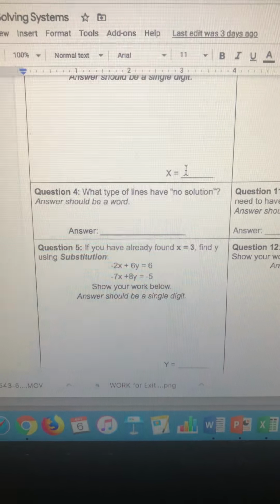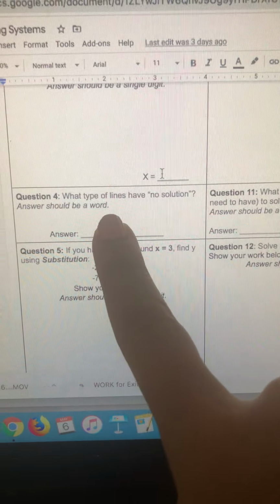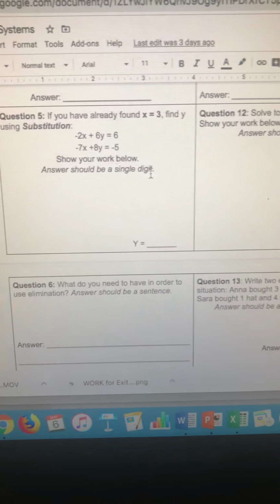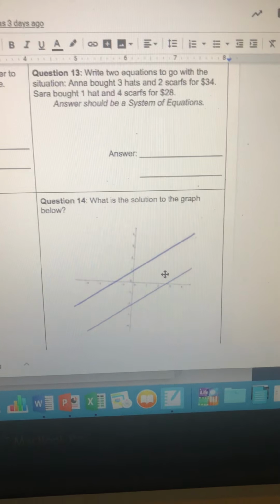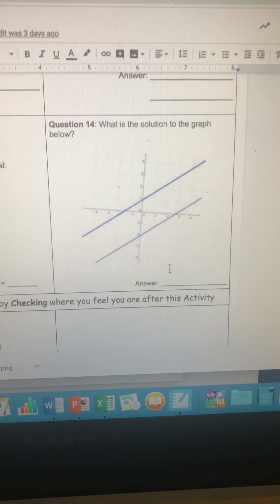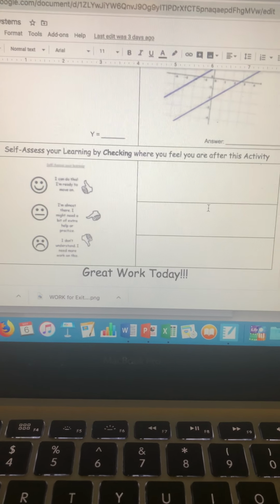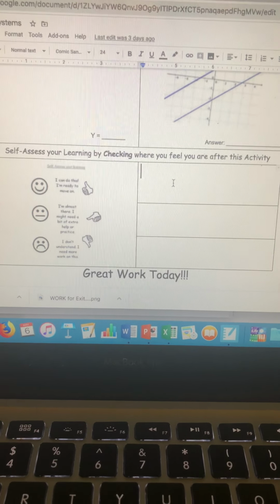Question 3 is an elimination question. Question 4 is just like a quick, what type of lines have no solution? Your answer should be a word, and so on. Okay, so if you check out those questions, here's a graph. It's asking how many solutions there are. Okay, I think it's pretty simple. I think you guys should do pretty good on this. And then there's just a self-assessment of your learning chart on the bottom. You just put where you feel you're at.